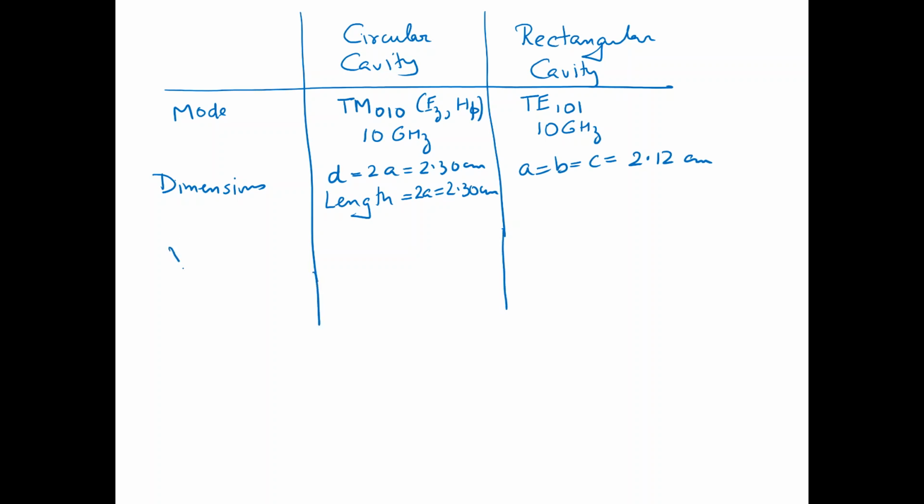If I compare the volume, here it would be pi a squared d, and this would be approximately 9.56 centimeter cubed, whereas the volume here would be a cubed and would be approximately 9.58 centimeter cubed. So you see, the choice I made in this example was to have roughly similar volume for both the cavities.